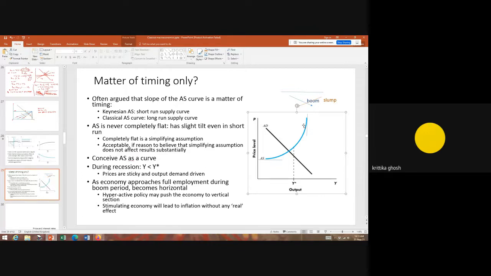So then, can the same reasoning be applied to the AD curve as well? No, in case of the aggregate demand curve, both the Keynesian and classical assume that aggregate demand is downward sloping, is negatively sloped.